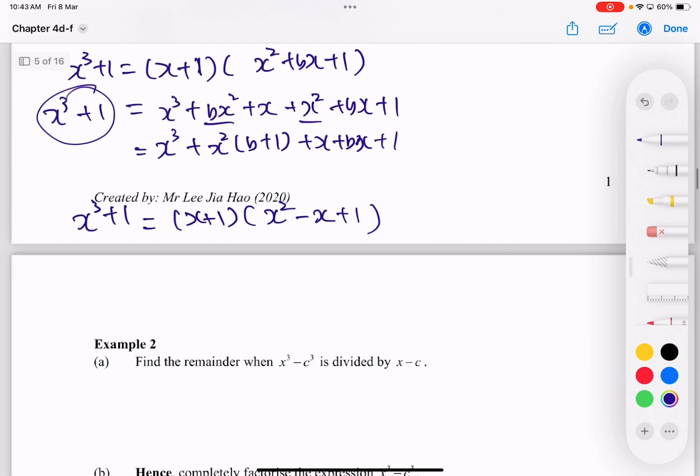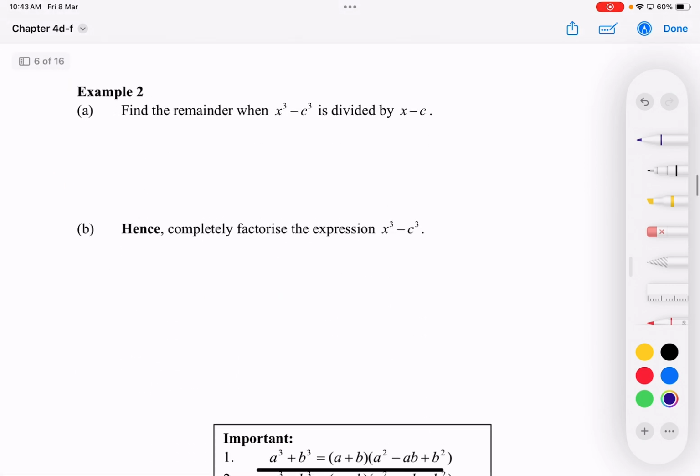Okay? Come. Okay, the next one, easier, alright? Let's do by long division. Let's practice by long division, alright?